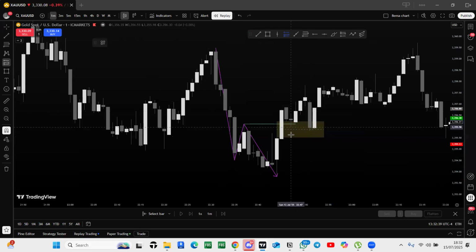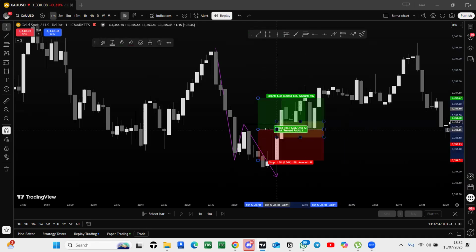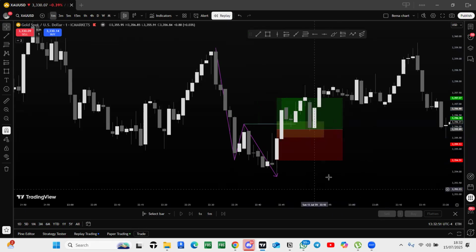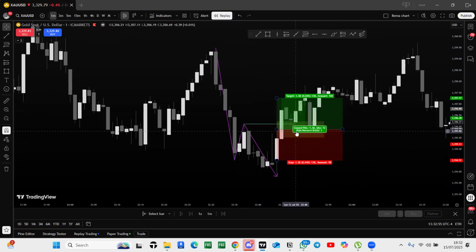But if you had entered on this particular fair value gap, if I saw something like this, I know that price is very likely to at least come to 50%. Okay, 50%. I'm not expecting price to break this fair value gap, the bottom of the fair value gap, but at least I want to enter under this line.